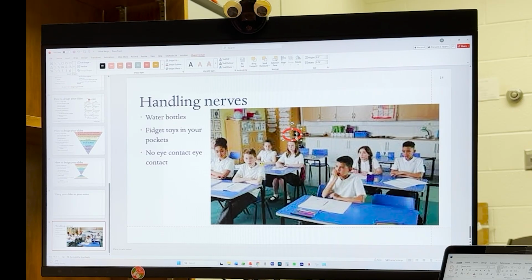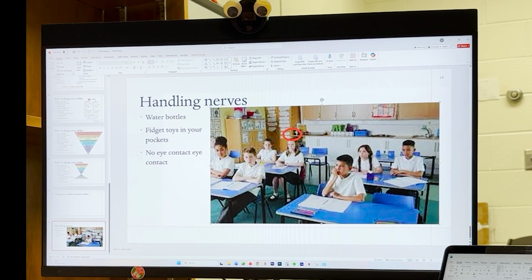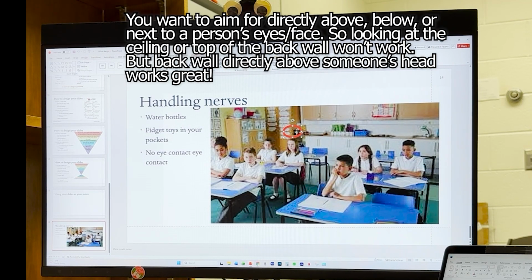Back of the room is good because the person here thinks I'm looking at them, the person here thinks I'm looking at them, the person here thinks I'm looking at them, but actually I'm looking back here at the back of the room. So back of the room, very useful. Interesting objects, also very useful. This person has a weird water bottle. If I'm looking at that, she thinks I'm looking at her, this guy thinks I'm looking at him.